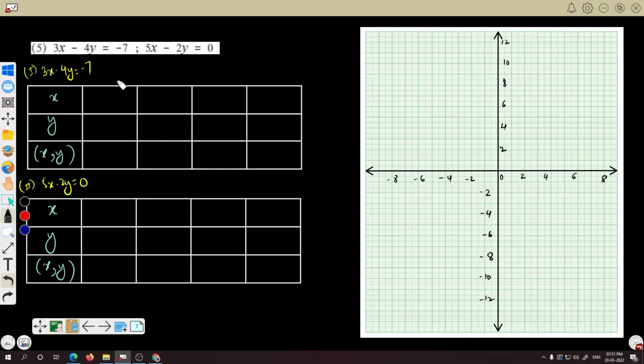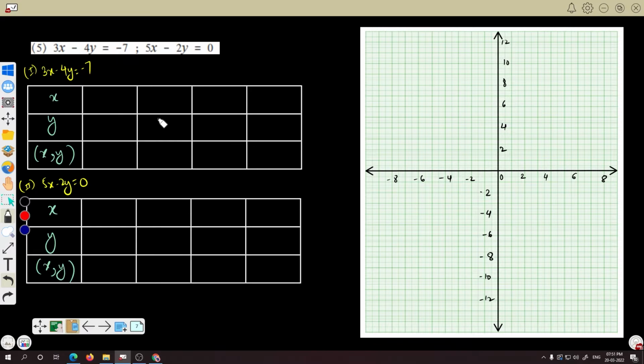Fine. Now we have question number 5, in which we have two equations. We'll start with the first equation. The first equation is 3x minus 4y is equal to minus 7. So this equation is a bit different, a bit complicated, but still we'll look for the solution.